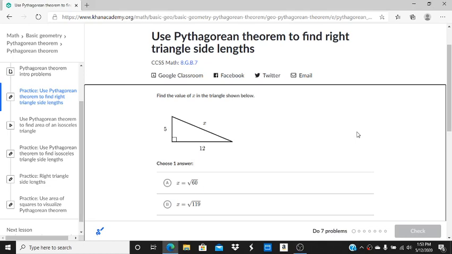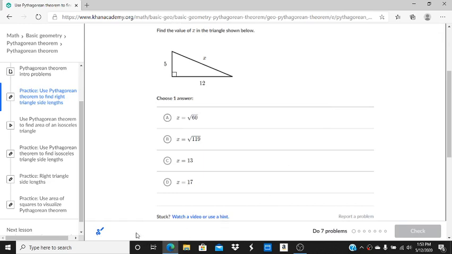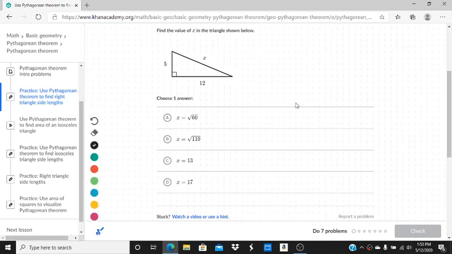I'm going to review a few problems from the Khan Academy assignment, Use Pythagorean Theorem to find right triangle side lengths. In this particular problem, we want to find the value of x in the triangle below, and we're going to use the Pythagorean Theorem. Now, the Pythagorean Theorem, as a review, is a squared plus b squared equals c squared.